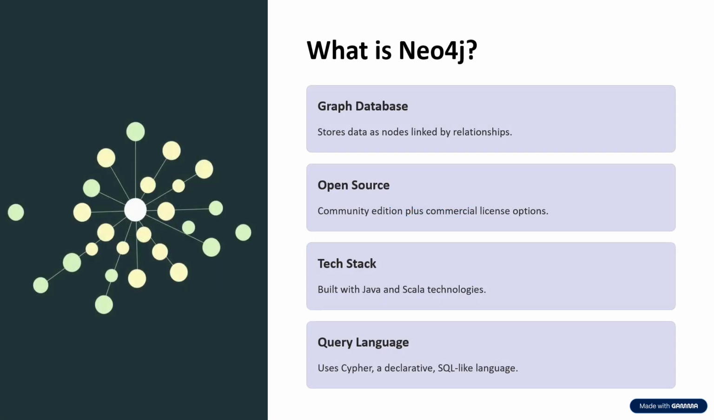So first one is, what is Neo4j? Neo4j is a graph database that stores data as nodes linked by relationships. Means instead of storing all the data in the form of rows and columns, it stores all the data in the form of nodes and relationships. Then it is open source.